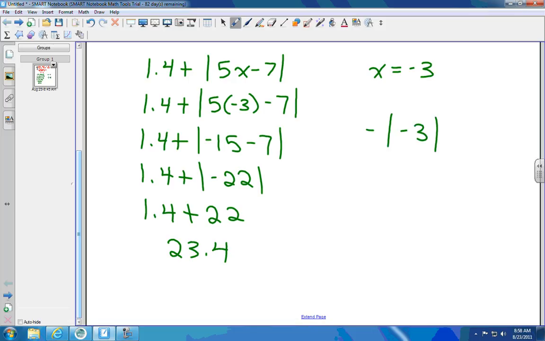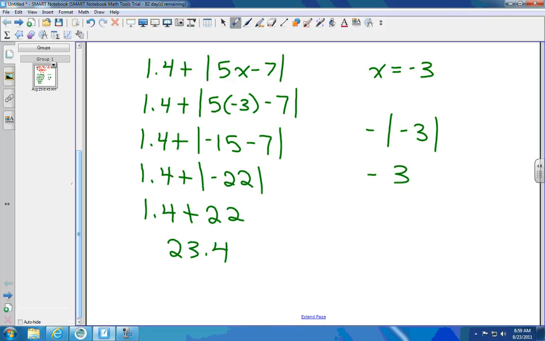Be careful if you have a situation like this. What's the absolute value of -3? 3, but that negative out there stays out there, so it still looks like -3. This is not -3, but with the negative out front of it. You'll probably have that in some of your problems, so watch out for it.